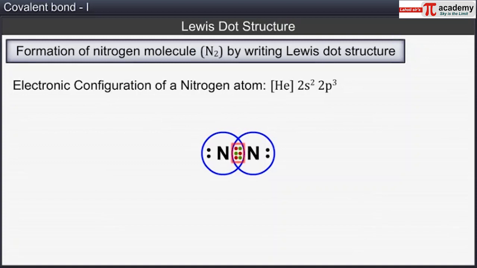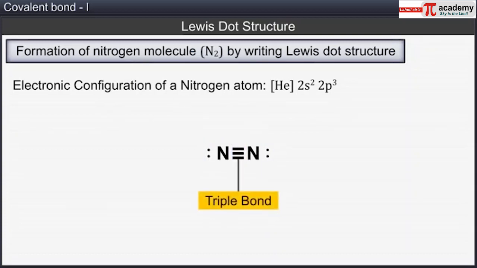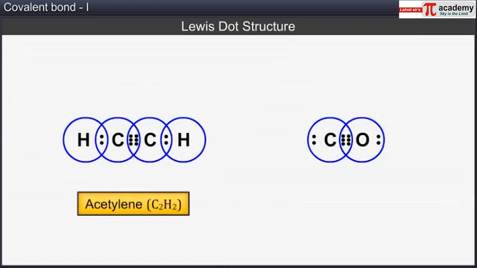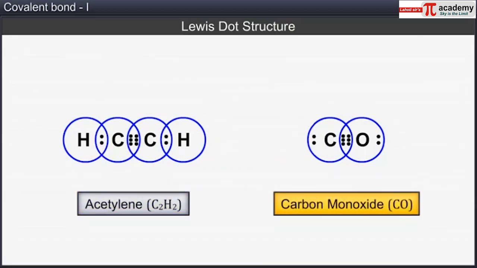As 6 electrons, that is, 3 electron pairs are shared between 2 nitrogen atoms, the 2 nitrogen atoms are said to join by a triple bond. Similarly, we can show the formation of acetylene, C2H2, and carbon monoxide molecule by Lewis dot structures as shown.